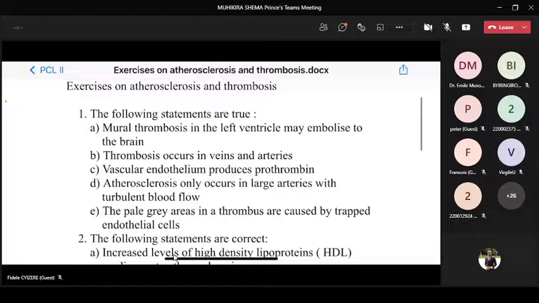The following statements are true. A. Mural thrombosis in the left ventricle may embolize to the brain. B. Thrombosis occurs in the veins and arteries. C. Vascular endothelium produces prothrombin. D. Atherosclerosis only occurs in large arteries. E. The pale gray areas in a thrombus are caused by trapped endothelial cells.